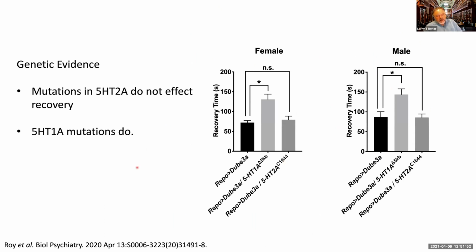So the nitty gritty of it was that we could actually use either 5-HT1A receptor mutations or 5-HT2A receptor mutations in the background to determine whether we're looking at 5-HT1A or 5-HT2A. And in fact, we looked in males and females, and when you put the repo driving Drosophila UB3A flies into a 5-HT1A background, you see an enhancement of the recovery time, really kind of confirming our suspicion that the activity of suppression is through 5-HT1A and not 5-HT2A, which didn't seem to have any effect at all.